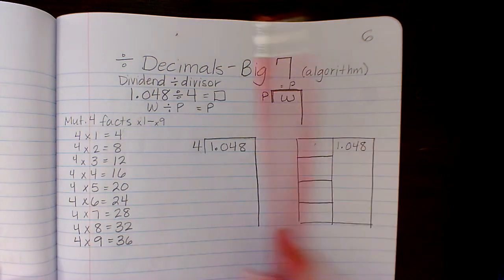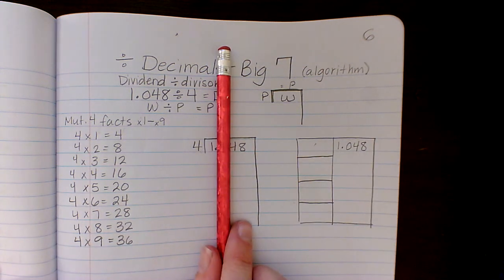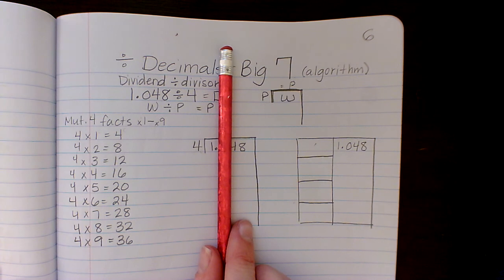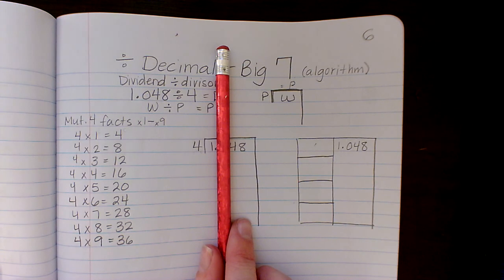First of all, I just go each place value, 1. Okay, can I multiply 4 times the number and get something equal to or less than 1?